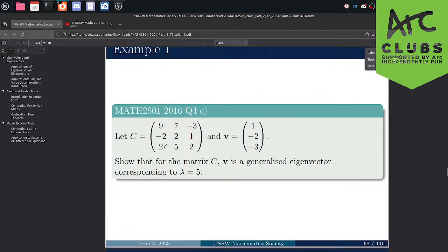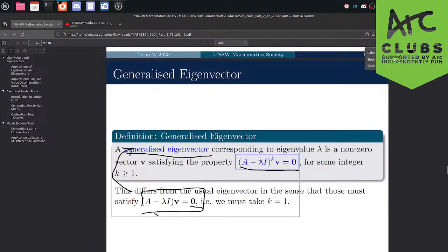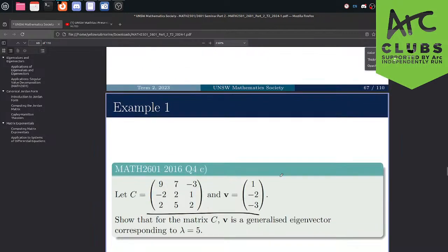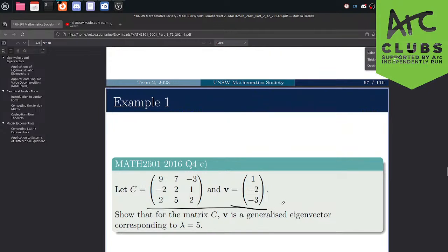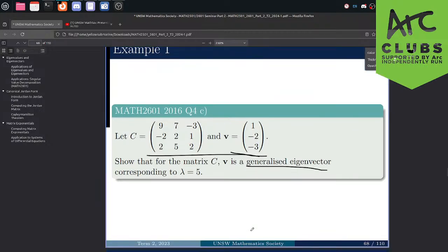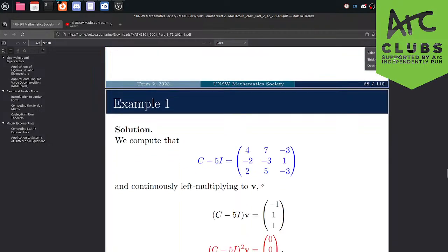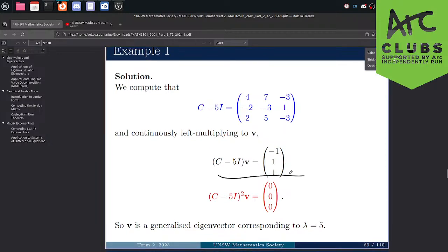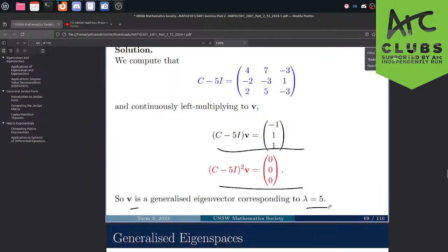So here's a question where we want to show that given this matrix, v is a generalized eigenvector. All you have to do, like I said, is take A minus lambda I, apply it to v once, see if it's 0, then apply it twice, see if it's 0, and keep doing that until you get 0. You won't always get 0, but this question says show it's a generalized eigenvector, so you can rest assured you will get 0 eventually. We compute it once, we get -1, 1, and we compute it twice, and we get the 0 vector. So that means that v is a generalized eigenvector corresponding to lambda equals 5.